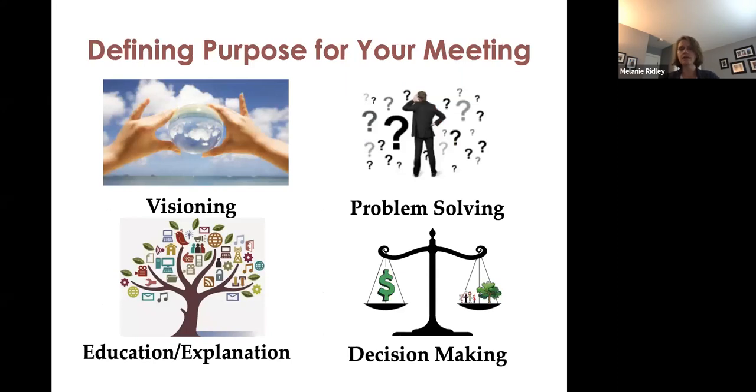So there are some broad purposes for meetings, things that you're trying to accomplish through your meeting that you'll want to define in advance. Some meetings are focused on more strategic thinking, especially at the start of a project. You might have some visioning that requires people coming together and thinking about where you want to end up at the end of your project or your process.